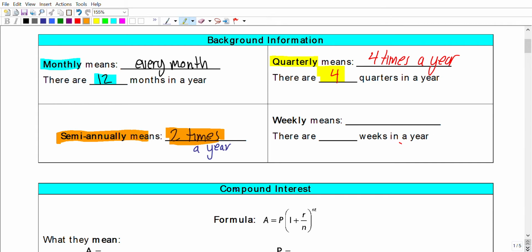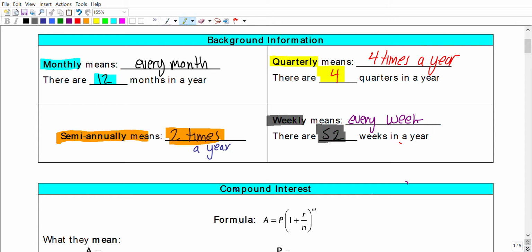All right, and finally weekly. Let's use purple. Weekly means what? Well, it means every week. And how many weeks are there in a year? If you don't know this, there are 52 weeks in a year. So if you hear the word weekly, we're talking about 52.